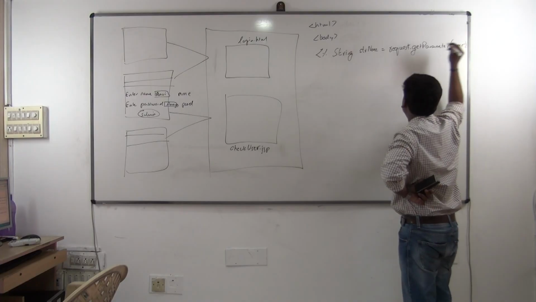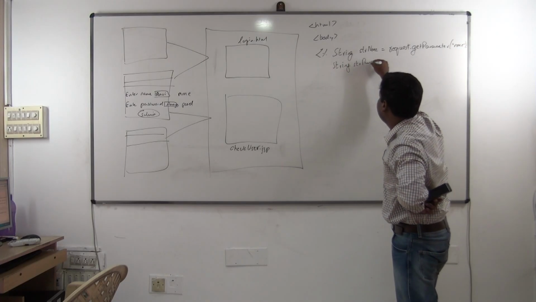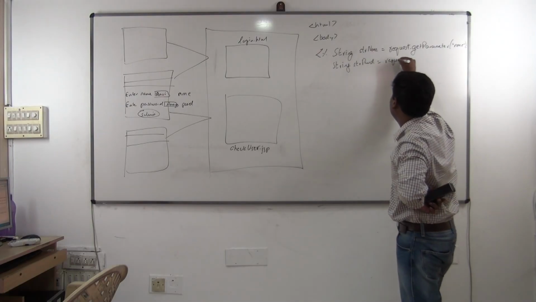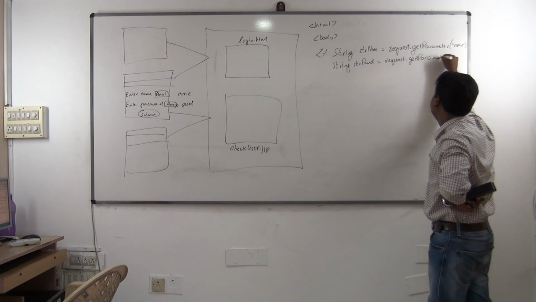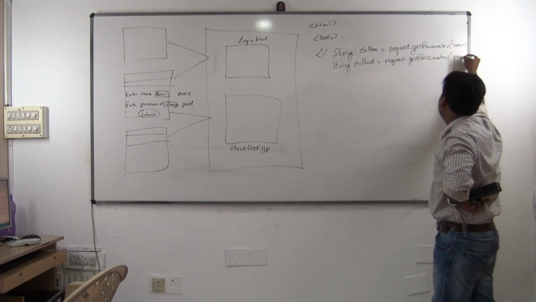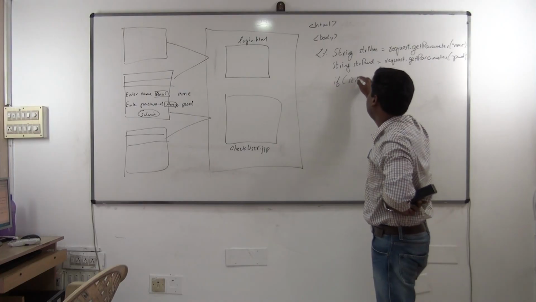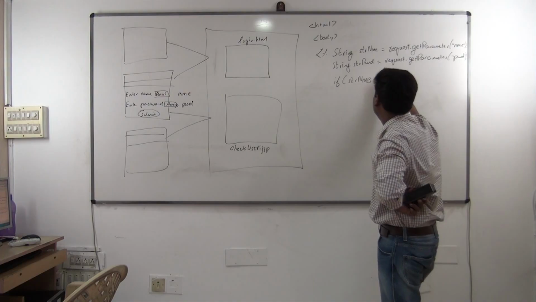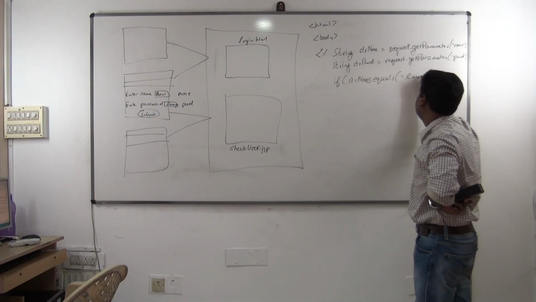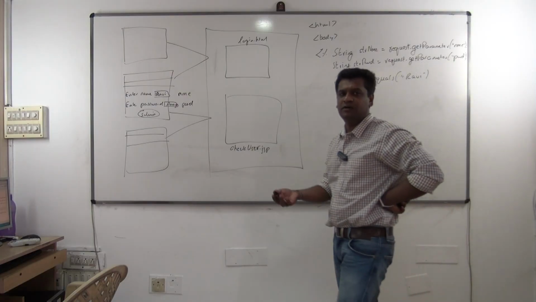name. Same way String strpwd is equal to request.getParameter of PWD. Now Java code, you continue. If strname.equals of Ravi, you know how to write the Java code now, and strpassword.equals of Amog.